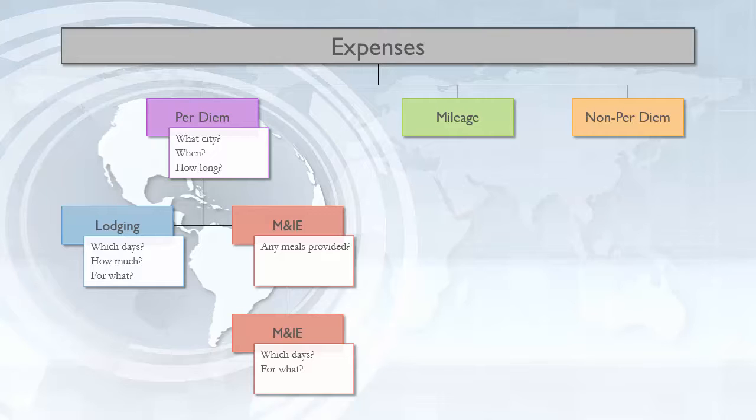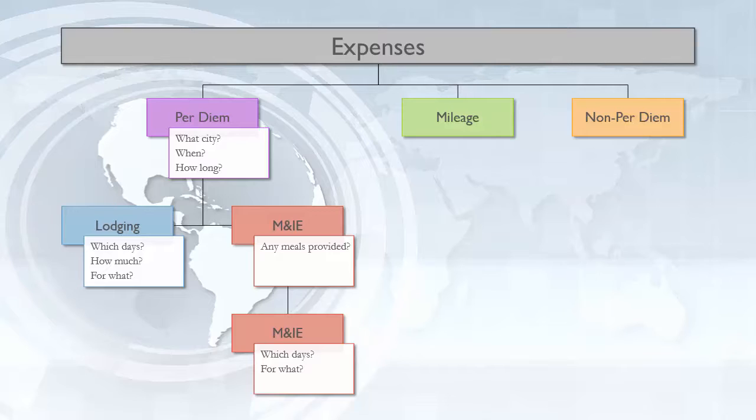Many contractors use the M&IE per diem rate for reimbursement rather than your actual cost. This may make your life easier, since it means you won't have to save all of the receipts from each of your meals and incidental purchases.